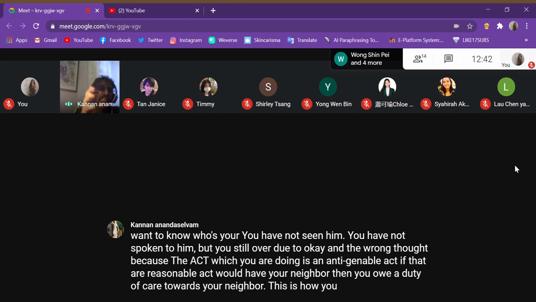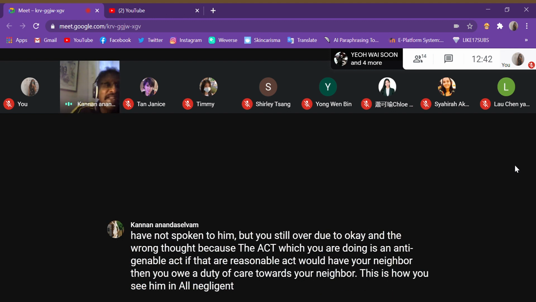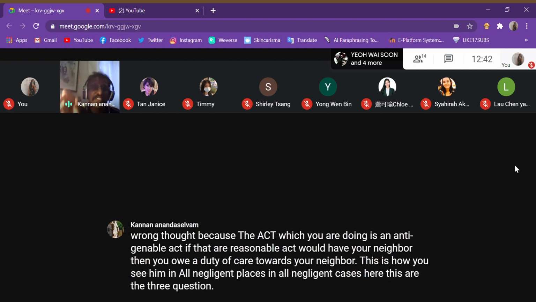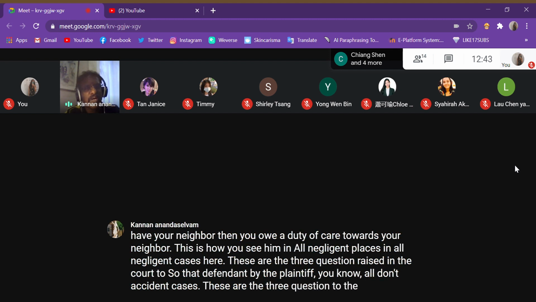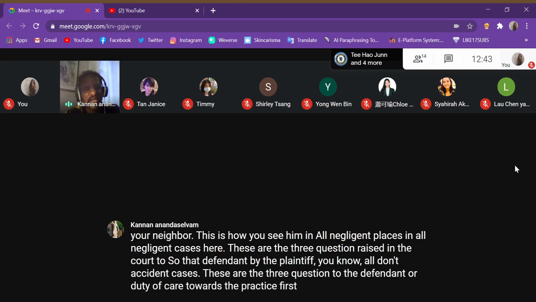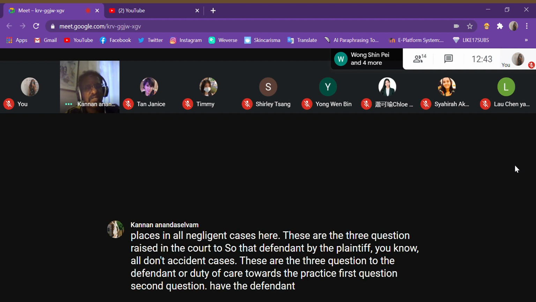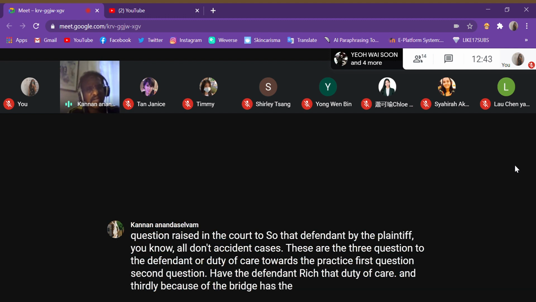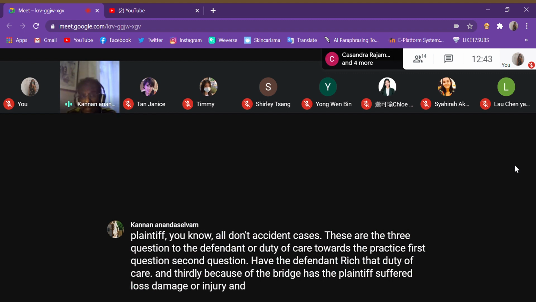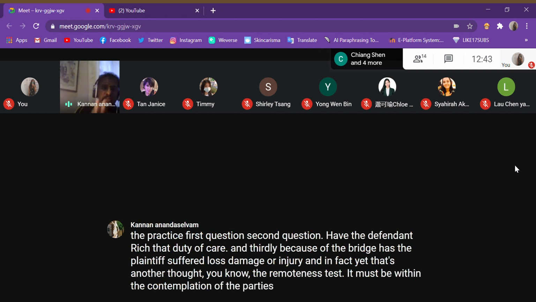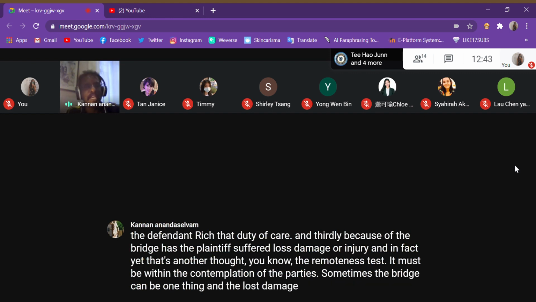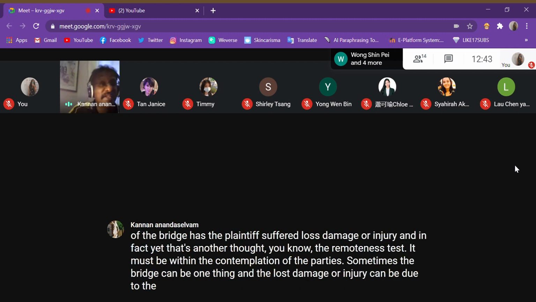This is how, in all negligence cases, these are the three questions raised in the court by the plaintiff to sue the defendant. All road accident cases, these are the three questions. First, does the defendant owe a duty of care towards the plaintiff? Second, has the defendant breached that duty of care? And thirdly, because of the breach, has the plaintiff suffered loss, damage, or injury? And in fact, there is a fourth, the remoteness test. It must be within the contemplation of the parties. Sometimes the breach can be one thing, and the loss, damage, or injury can be due to a third party. Then the defendant does not owe a duty of care.